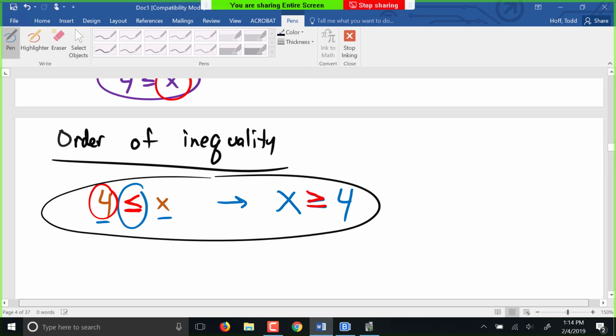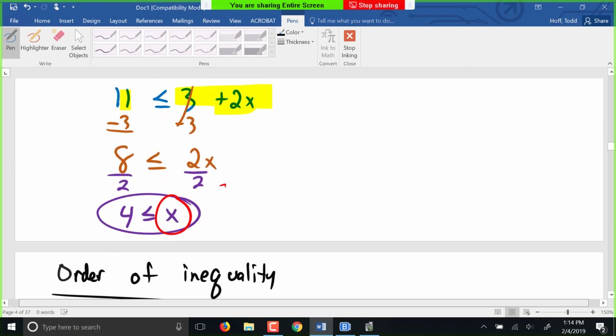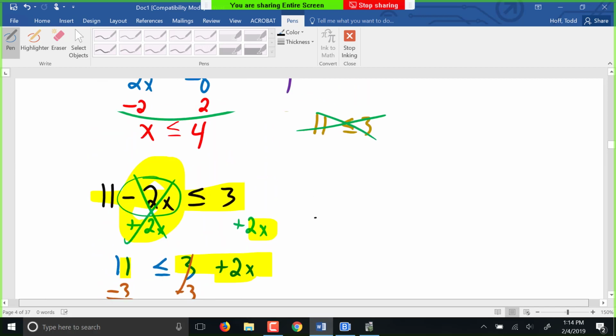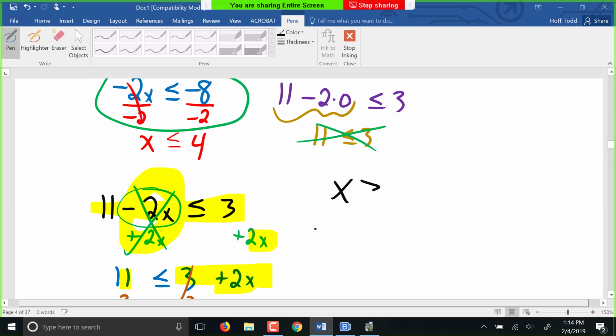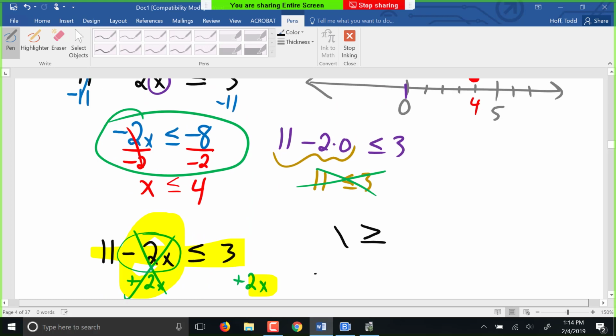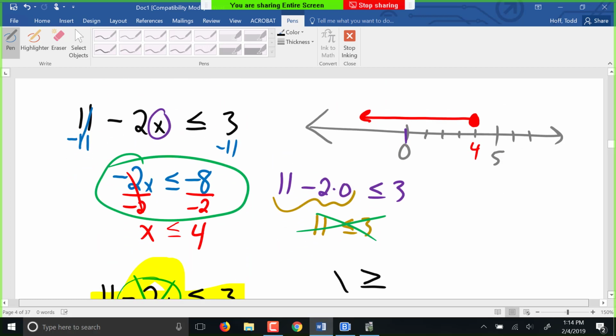We're going to talk about this a little bit more in just a minute. But let's go back up to this problem here. So what we get is x is greater than or equal to 4. So the boundary is still 4, but we're finding it's greater than or equal to, not less than or equal to.